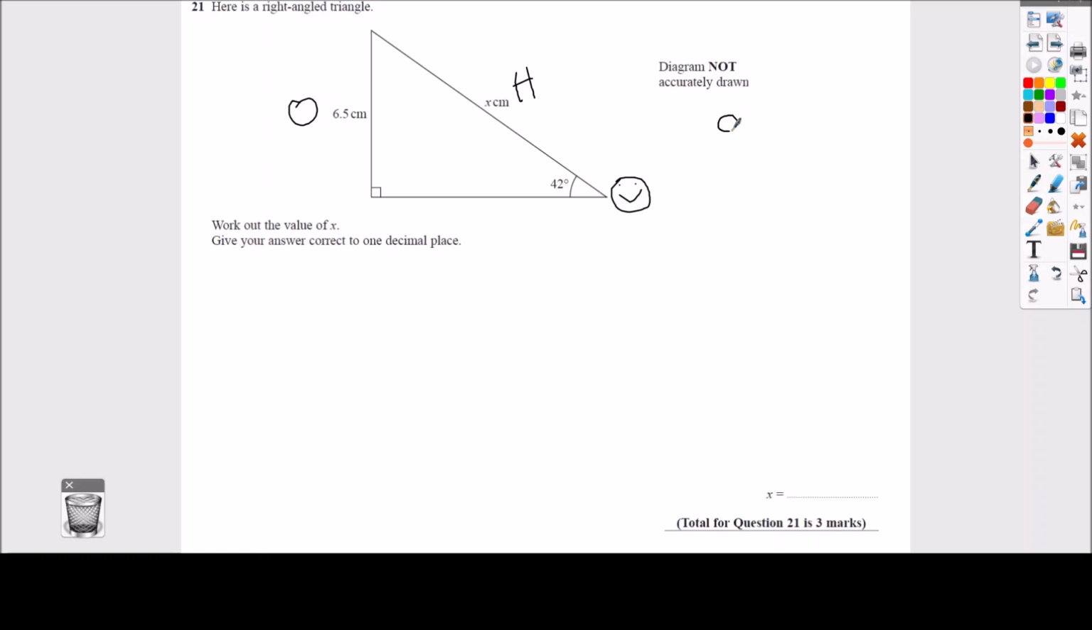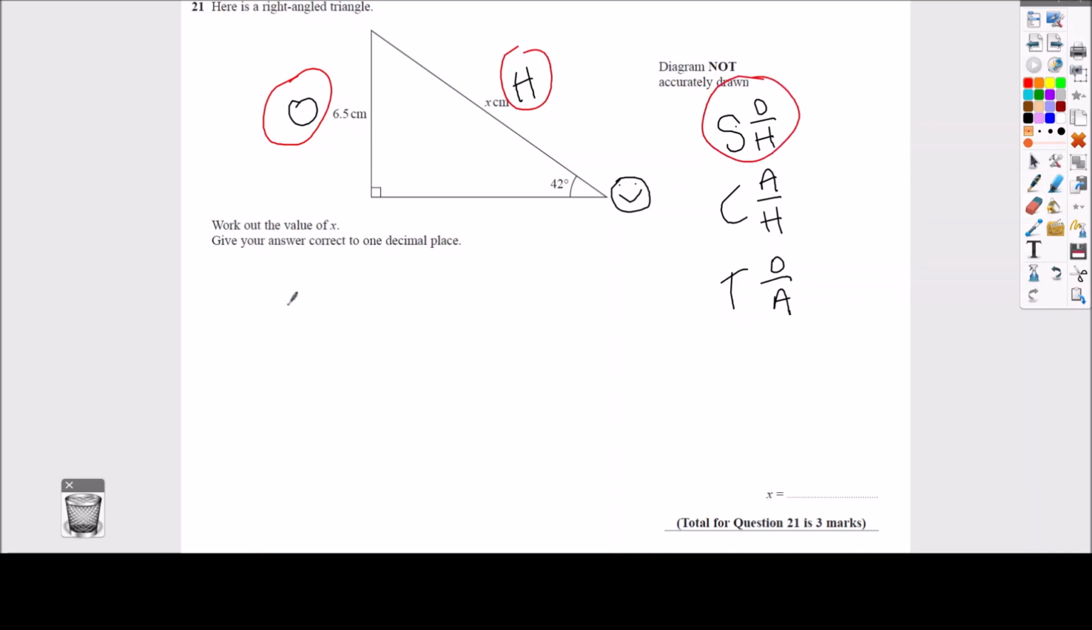So you need to have learnt that sin is opposite over hypotenuse, cos is adjacent over hypotenuse, and tan is opposite over adjacent. The acronym I suggest is Silly Old Hitler Caused Awful Havoc to Our Armies. Anyway, however you've learnt it, because this question comprises O and H, this is a sin question. So sin, then the angle, which is 42, equals our opposite side of 6.5 divided by our hypotenuse of x. And it has to be that way round. Make sure you've got the opposite on top, the hypotenuse on the bottom.